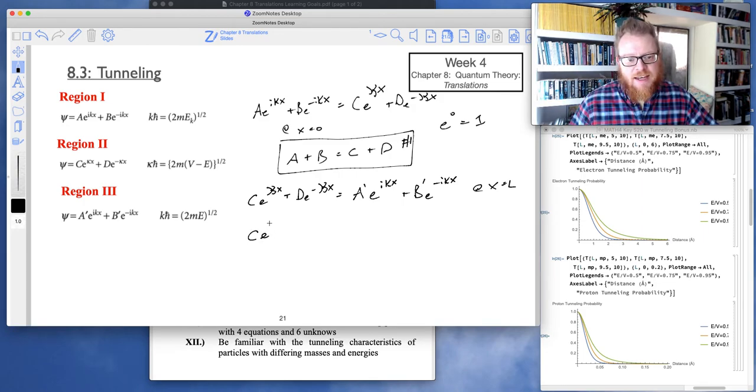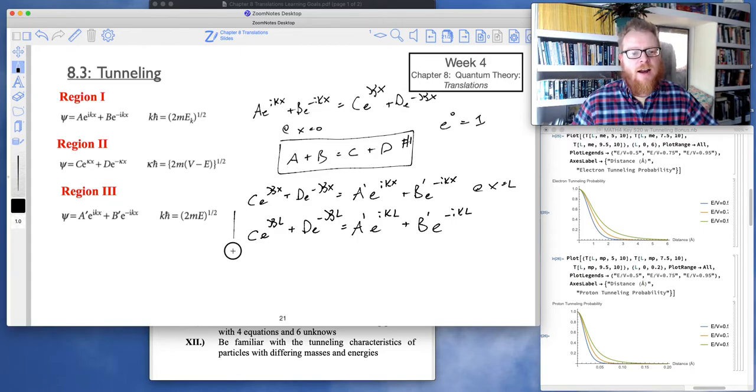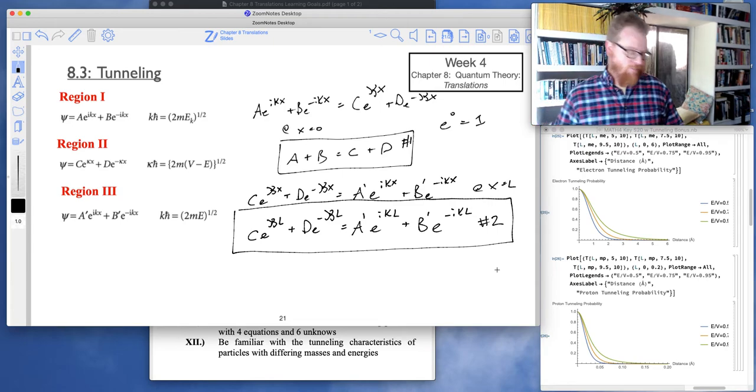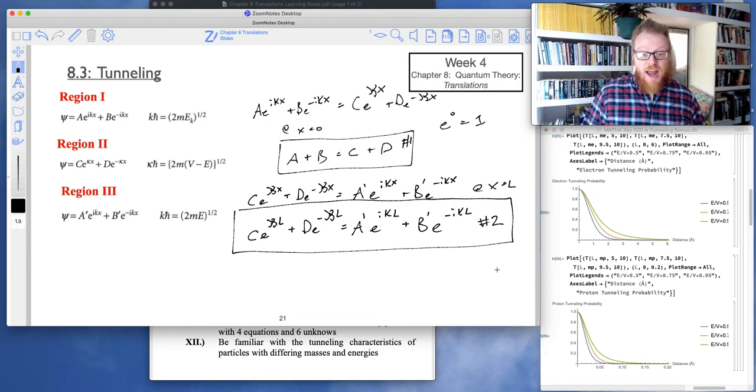That says C e^(κL) + D e^(-κL) has to equal A' e^(ikL) + B' e^(-ikL). And I'm going to box off this equation, and I'm going to call this number 2. That's our second condition of normalization. Okay? So now, what about other conditions?